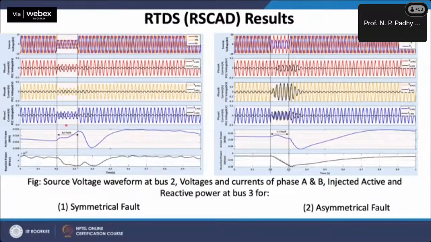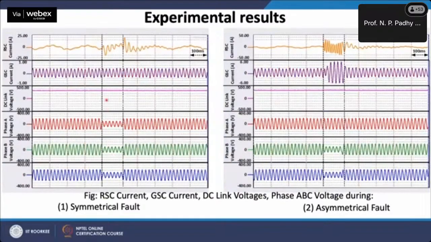The DC link voltage for both symmetrical and asymmetrical faults appears to be constant in the figure because the voltage scale per division chosen is 100 volts. The voltage deviation of 5 to 10 volts is not observable in the figure.